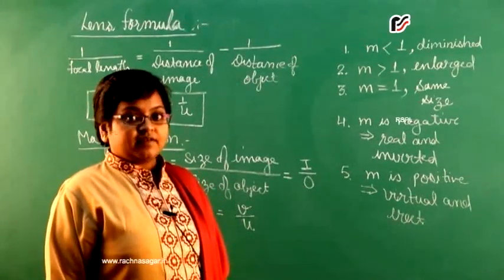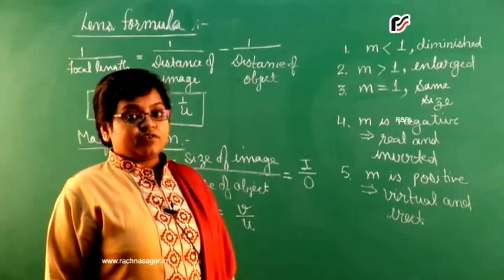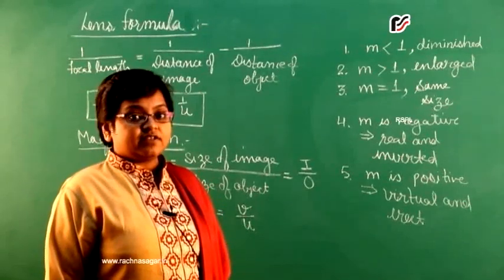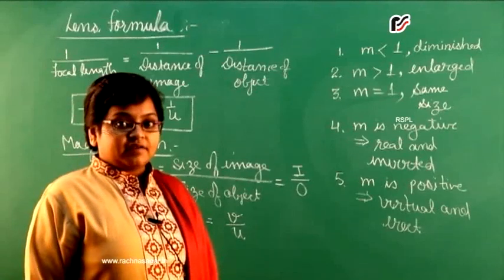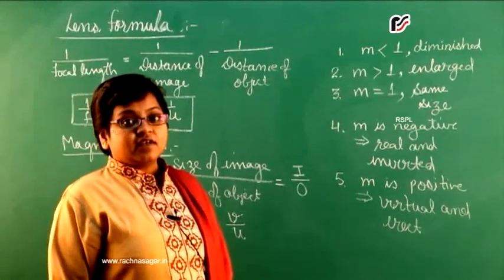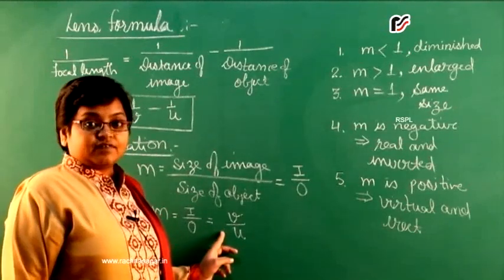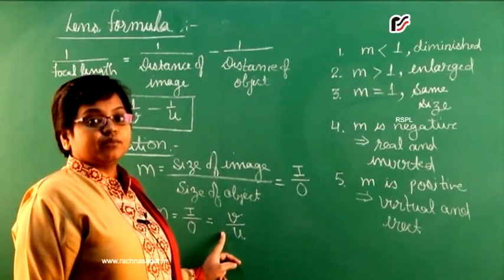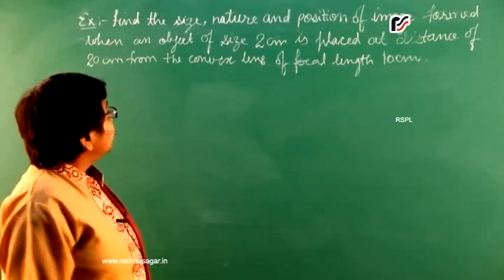In the case of magnification, we can say that magnification is the factor which decides the nature of image formed by the lens or formed by mirrors. Remember one more thing, the magnification produced by the mirrors is minus V by U, but in the case of lenses, the magnification produced is only V by U. Let us take a numerical on the behalf of magnification.